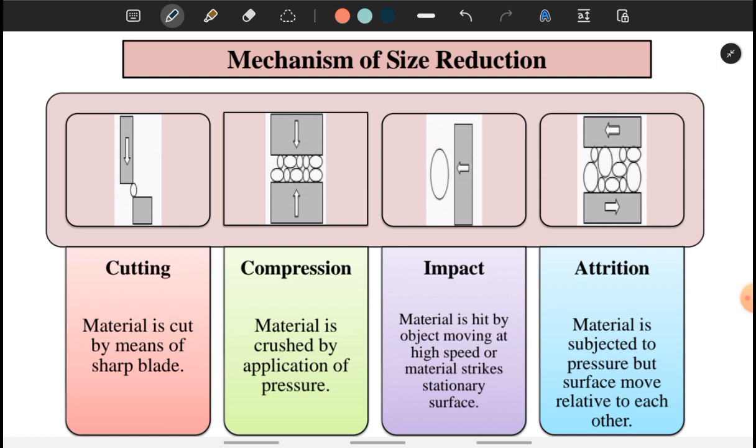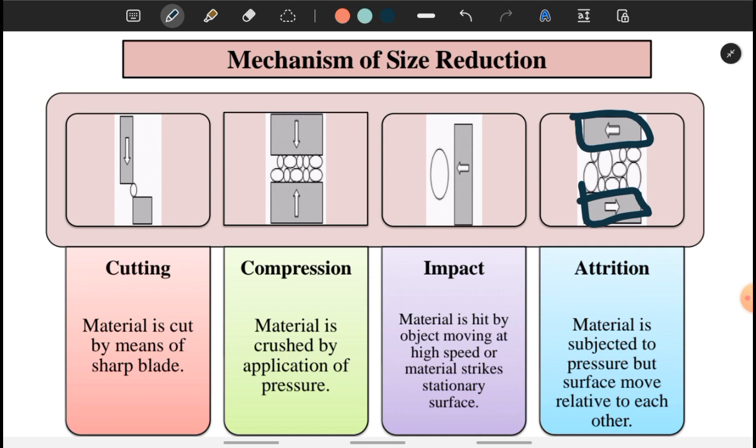Next, attrition. In attrition, the material is subjected to pressure by surfaces moving relative to each other. It resembles compression, but in this you can see that the surfaces are moving relative to each other. So the resulting shear force will break the particle, and the reduction of particle size takes place in attrition.